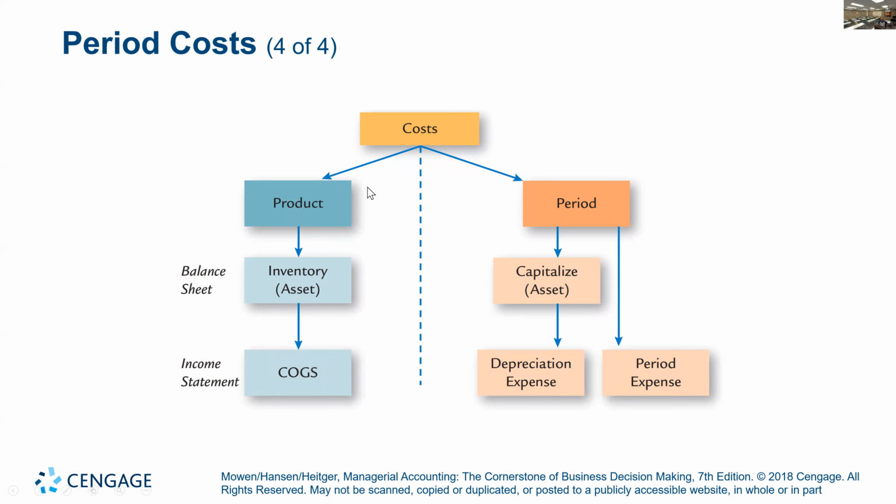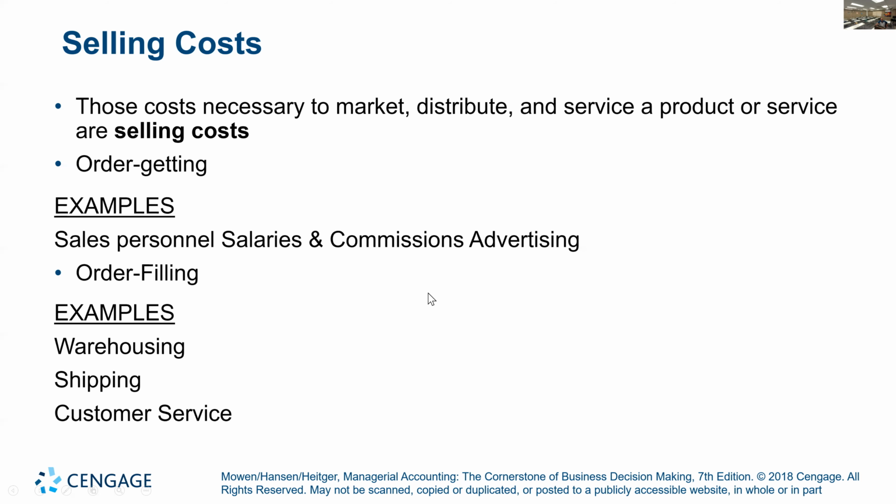This is just a good flow here. Product costs become part of inventory. Period costs do not; they are either expensed, or if we do buy equipment, that gets gone through depreciation.